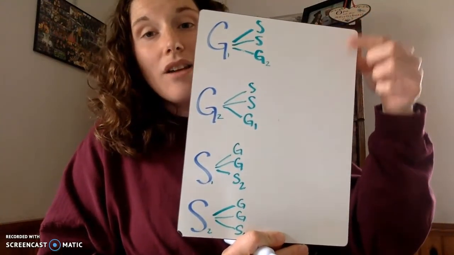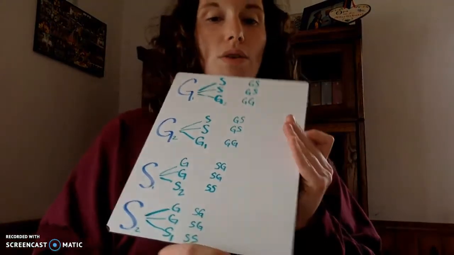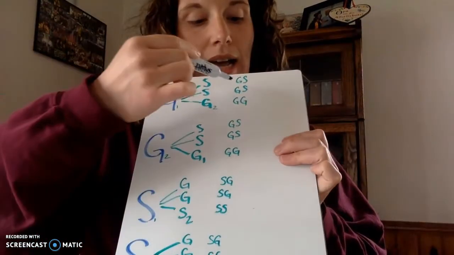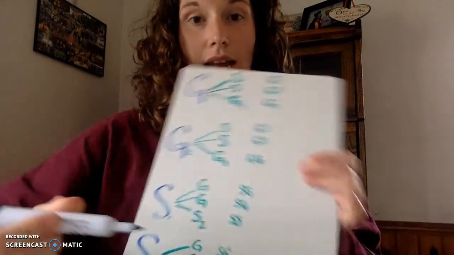So I could list all of my outcomes over here and then I could count them. So I could say gold, silver, gold, silver, gold, gold. Gold, silver, gold, silver, gold, gold. Silver, gold, silver, gold, silver, silver. Silver, gold, silver, gold, silver, silver. Okay, so those are me listing all of my outcomes. So now I count 1, 2, 3, 4, 5, 6, 7, 8, 9, 10, 11, 12. So I have 12 outcomes, which is going to be my denominator.